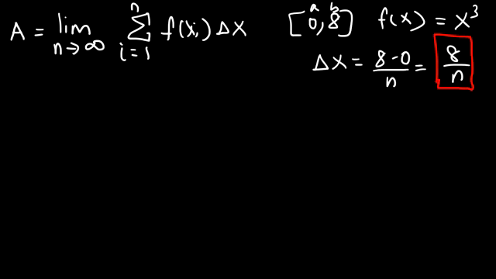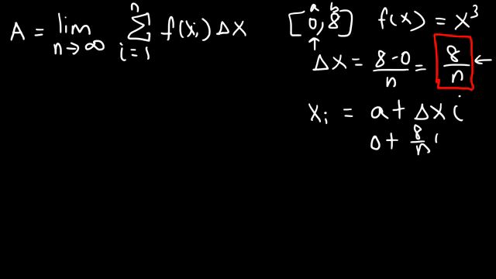The next thing we need to determine is x sub i using the right endpoints. So it's a plus delta x times i. And we can see that a is equal to 0. Delta x is this thing over here. It's 8 over n times i. And so this is x sub i.